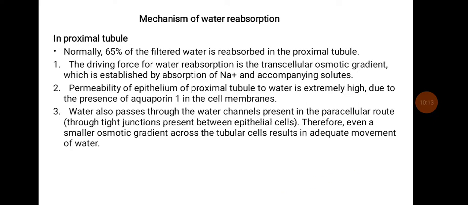In the proximal tubule, normally 65% of the filtered water is reabsorbed. The driving force for water reabsorption is the transcellular osmotic gradient, which is established by the absorption of sodium and accompanying solutes. The permeability of the epithelium of the proximal tubule to water is extremely high due to the presence of aquaporin 1 in cell membranes in the PCT. Water also passes through the water channels present in the paracellular route through the tight junctions between the epithelial cells. Therefore, even a smaller osmotic gradient across the tubular cell results in adequate movement of water.